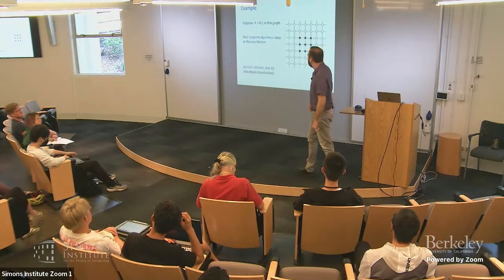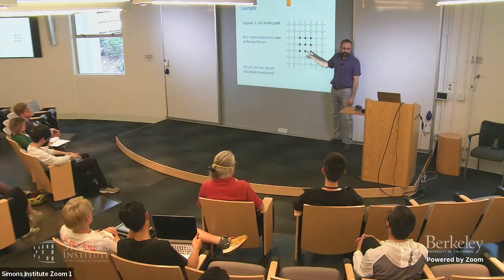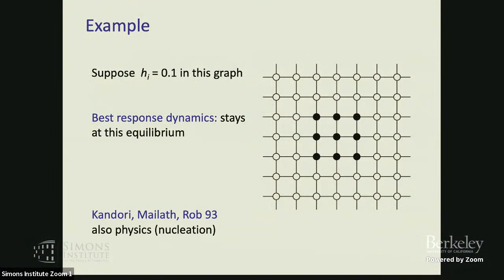Well, let's look at this example. So let's say h_i is 0.1. Let's say these black nodes are taking the action plus, and the white nodes are taking the action minus. Nobody has an incentive to change, right? For example, this person has two of his neighbors taking the action plus, and two taking the action minus. Plus is slightly advantageous, so it will take the action plus. And a node here has three neighbors that are taking the action minus, so it's going to stay there. So this is one equilibrium. If you think about the best response dynamics, it stays at this equilibrium.